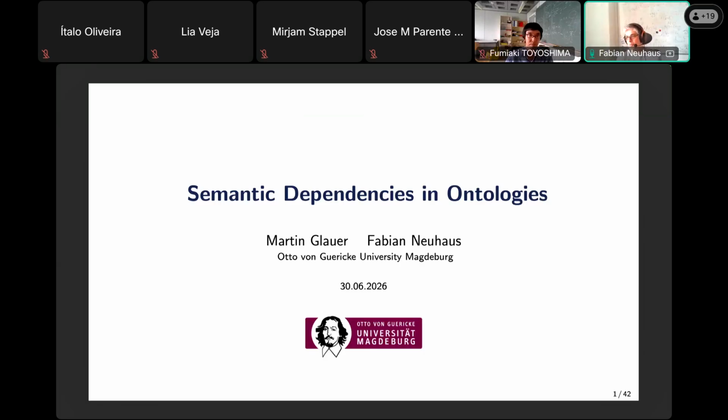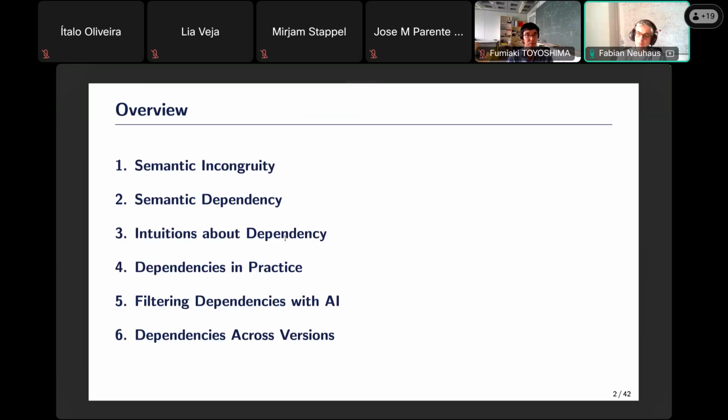Martin and I are going to talk about semantic dependencies in ontologies. In the first part of the presentation, the first three sections, I will introduce two notions, semantic incongruity and semantic dependency. These are more on the theoretical side. Then Martin will show in the last three sections how to use these theoretical notions and do something useful with them. By useful, I mean evaluate real ontologies on a large scale. So I hope there's something for everybody here in the audience.